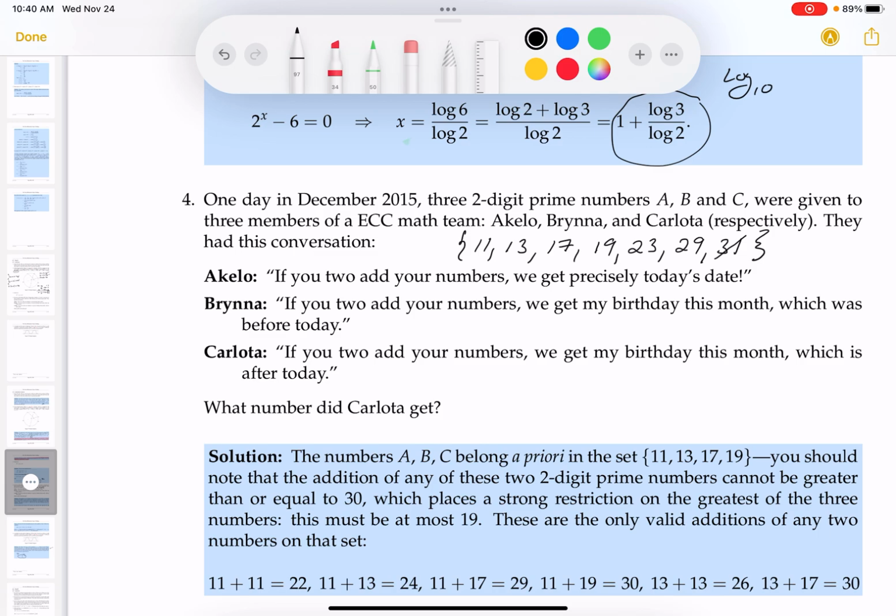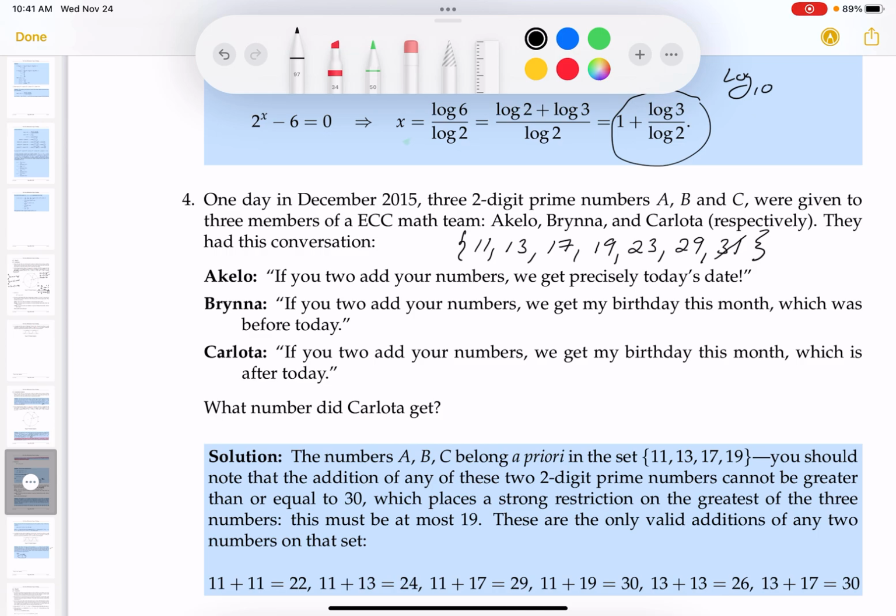The next one, it says, if we add your numbers. By the way, when A speaks, he's talking about B and C. When B speaks, he's talking about A and C. And when C speaks, he's talking about A and B. But it seems like they're all talking about adding numbers together. Right? If we add the numbers together, we get my birthday this month, which was before today.